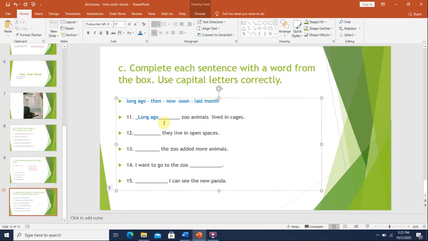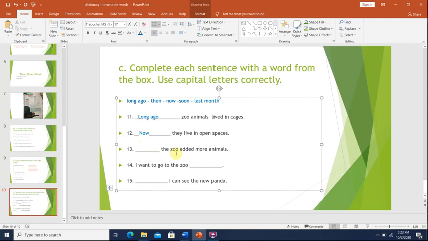But now they live in open spaces. If you go to a zoo now, you'll find the animals are in open spaces, just like they're living in the wild. So I'm going to put the time order word now. Long ago was in the past. Okay, now they live in open spaces.